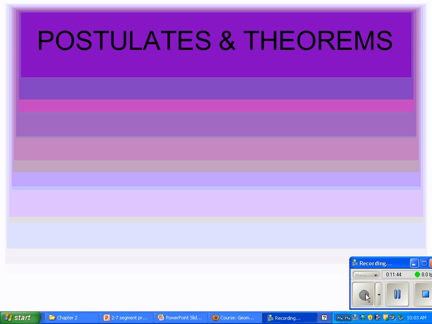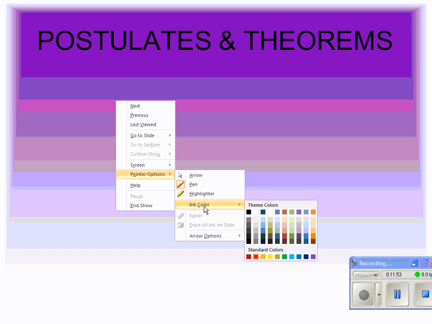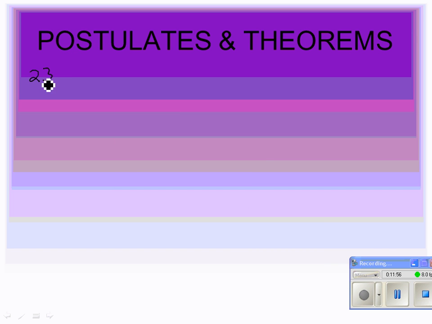23. Which property could be used to support the statement? Is EF a segment, a line, or a ray there? Segment. How do you know it's a segment? Because it's got an equals with it. It can't be a line, can't be a ray if it's equal to something else. So segment EF equals segment JK.